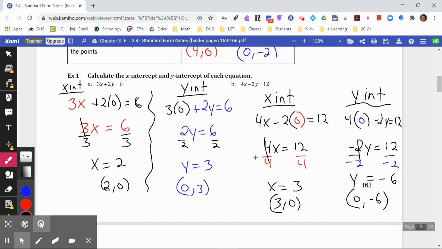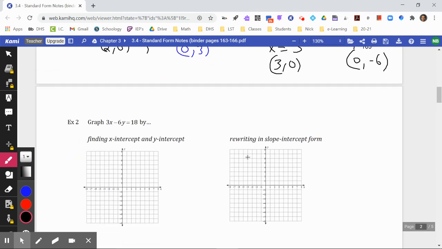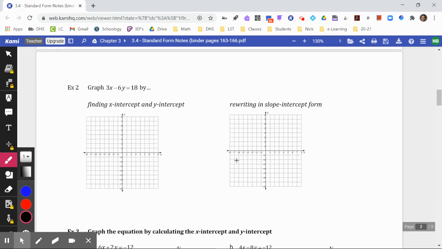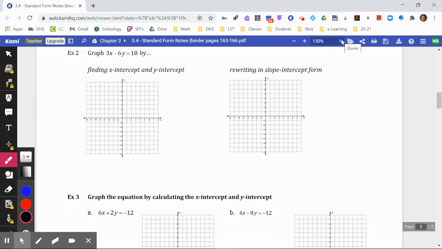All right, now let's turn the page and put this whole thing together. We're going to find our x-intercept, find our y-intercept, plot both and graph it, because that is our main goal here today, to graph in slope-intercept form.